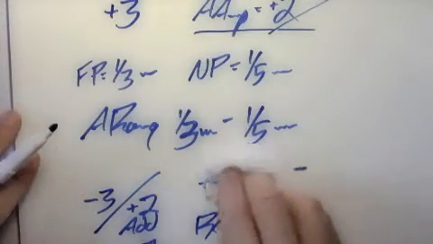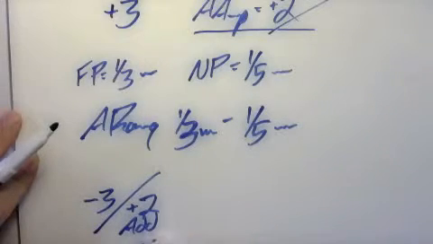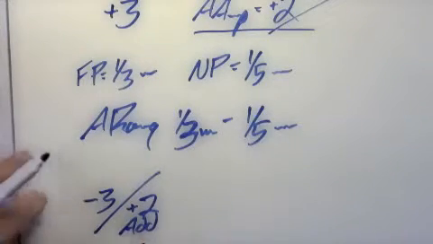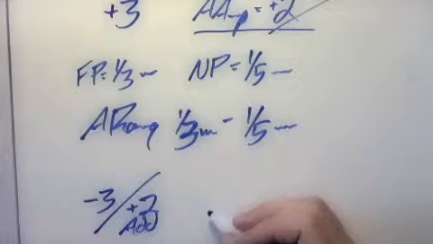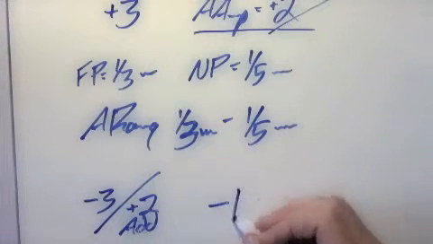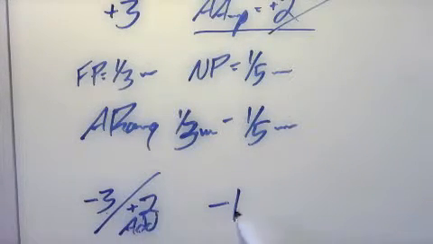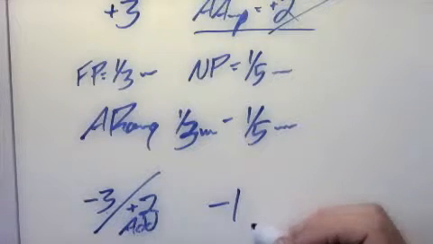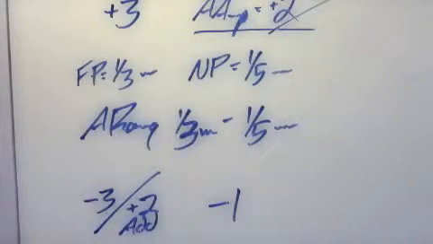Or if we're prescribing straight reading spectacles for him, then we're going to give him reading spectacles of -1. Why? Because -3 plus 2 is -1, and this is going to allow him to accommodate his 1 diopter anyway.